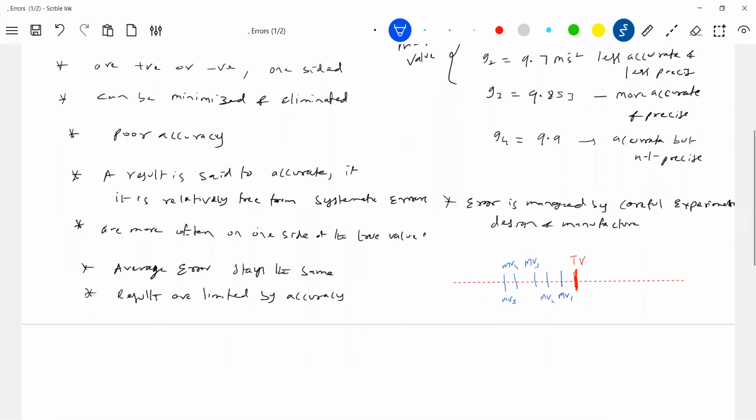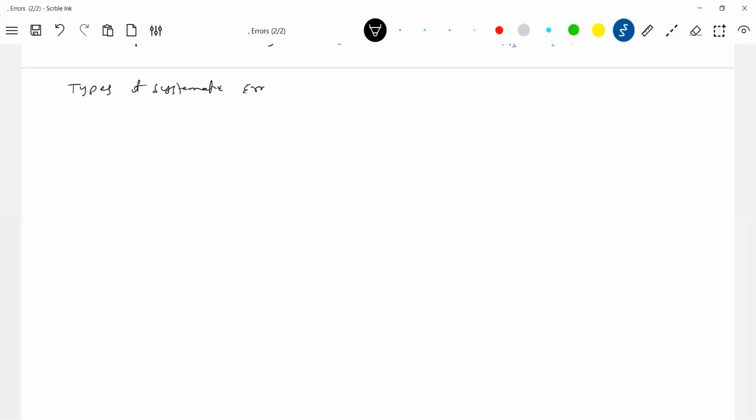Okay, let's see what the types of systematic error are, so that we can see how to minimize them. So, types of systematic error. The first one is instrument error.